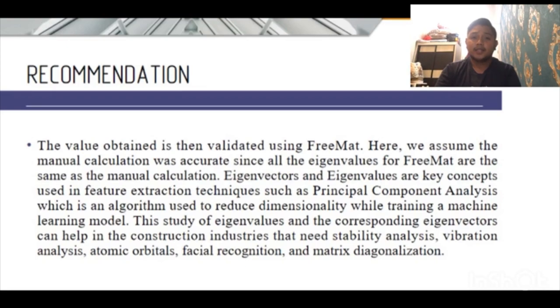And then the study of eigenvalues and the corresponding eigenvectors can help in the construction industries that need stability analysis, vibration analysis, atomic orbitals, facial recognition, and matrix diagonalization.